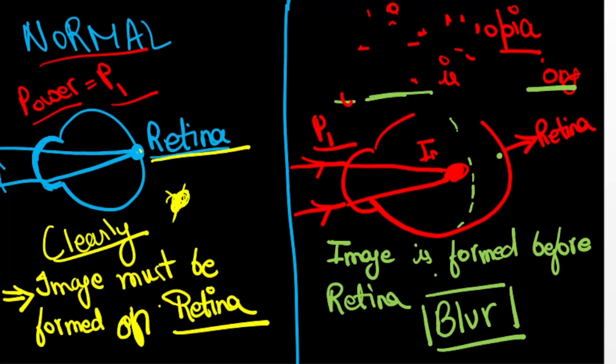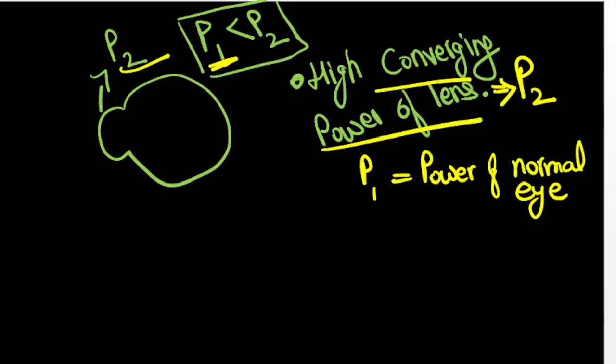I am talking about a condition when the power of the lens increases. Then how will it happen? Let's see. The light rays come and strike. Now most of the students ask me why I am drawing these parallel like this. It is because the object is at infinity. Okay? The object is at infinity. So now the light rays come like this.